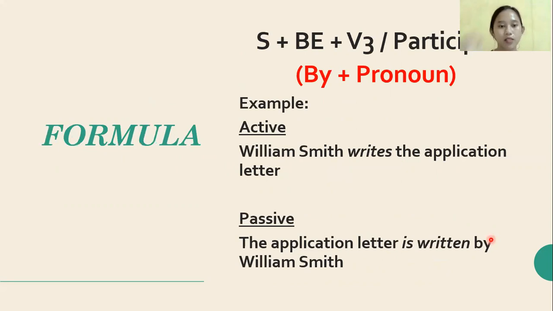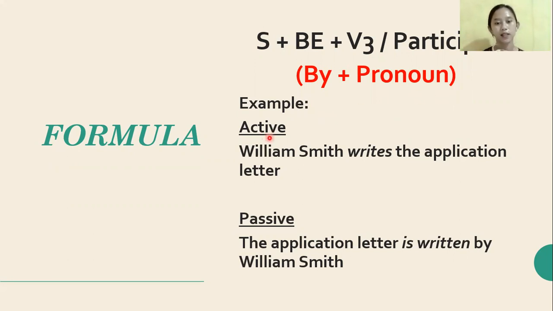Okay? So the formula of passive voice is: we put subject, so the object in the active voice will be the subject in the passive voice. And then we use be plus verb participle, or verb 3, as you know. The pronoun or the subject in the active voice is optional, so you can put it or not.